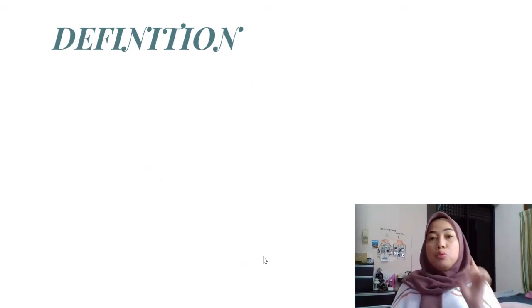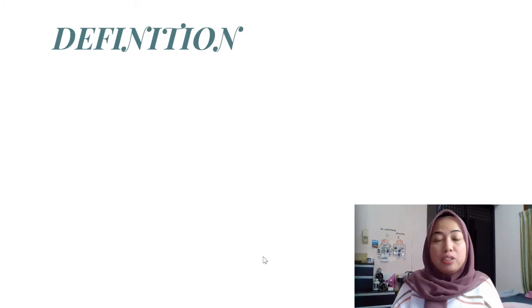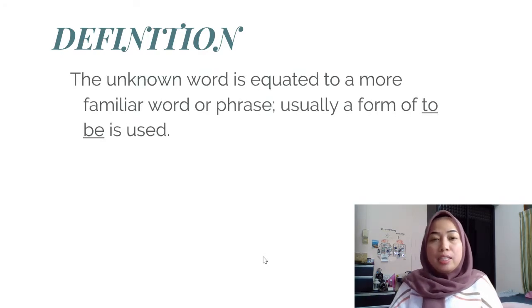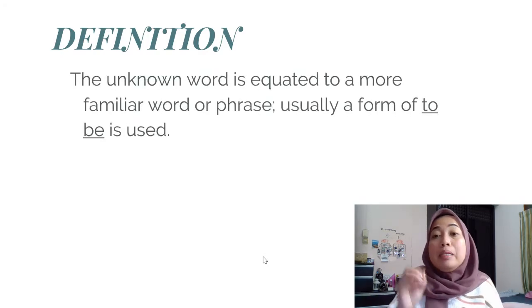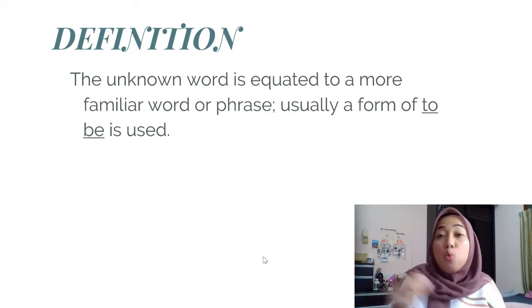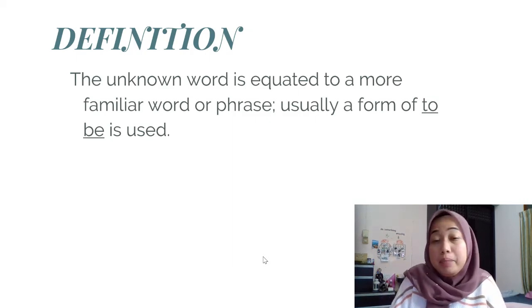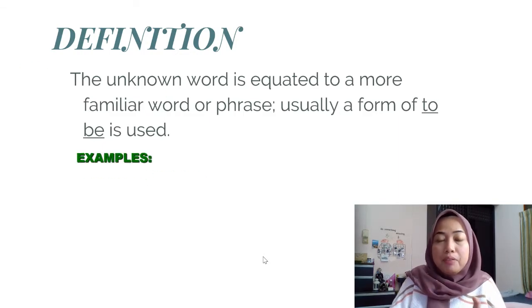Now let's move into the first type, that is the definition itself. Definition is when you have the meaning of the word or a similar meaning in the context itself, being equated or said over here. Let me give an example.